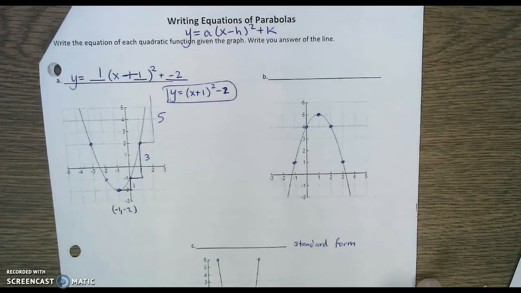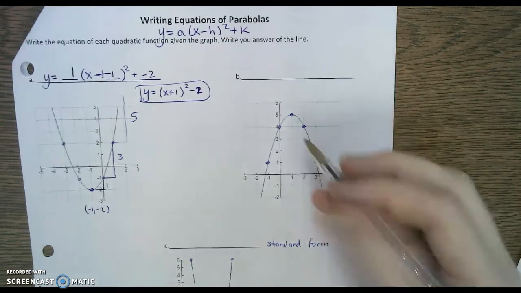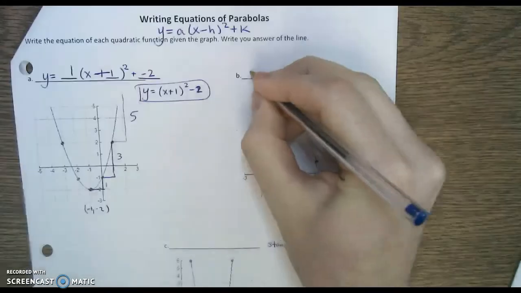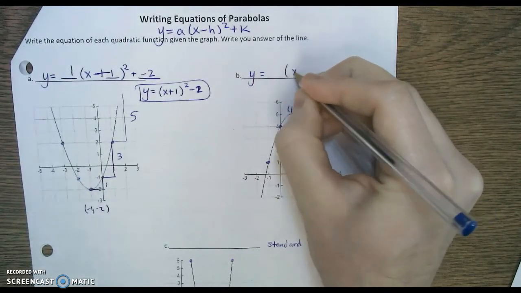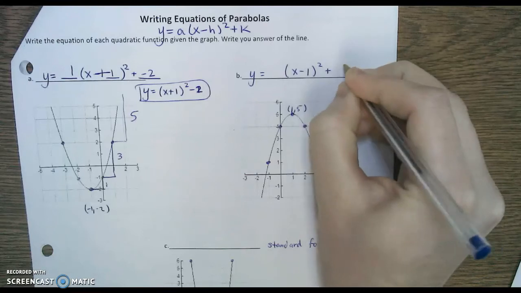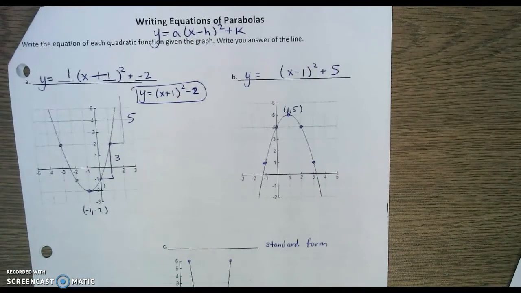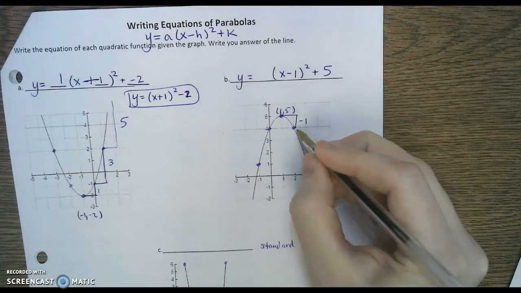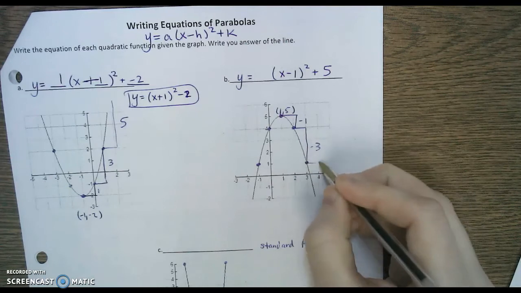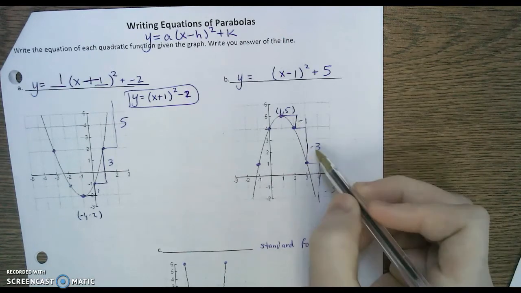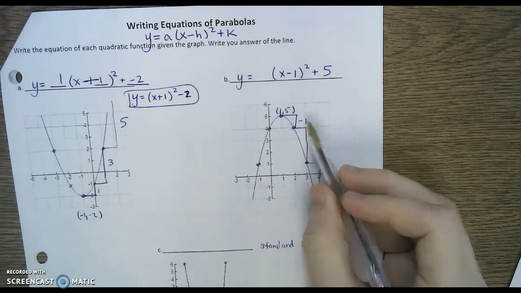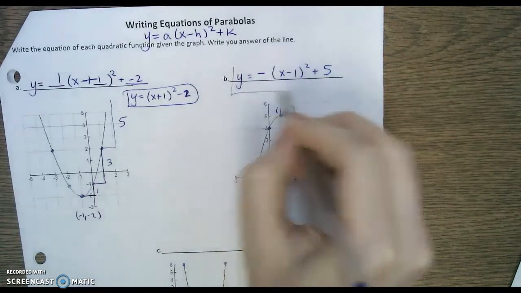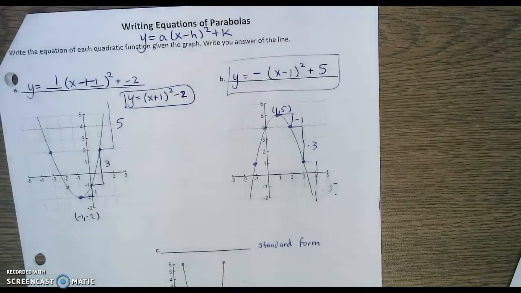Let's look at B. So here I've got a vertex at 1, 5. So I can start my equation and put (x - 1)² + 5 for my vertex. And then we just need to figure out what our a is. And so if we look here, it's over 1, down 1. Over 1, down 3, and we can assume it's going to go over 1, down 5 because it's following that 1, 3, 5 pattern. Only it went down, so we can put a negative in front. You can put -1 or just negative in front. So that'd be the equation for B.